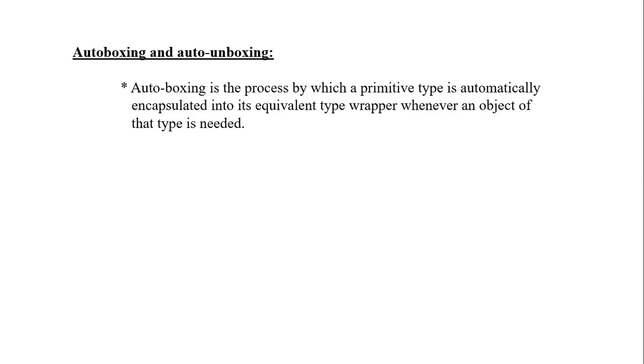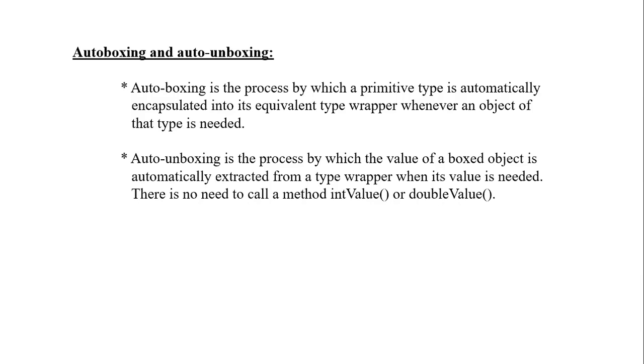Auto boxing and auto unboxing. Auto boxing is the process by which a primitive type is automatically encapsulated into its equivalent type wrapper whenever an object of that type is needed. That means you are trying to put primitive data into that particular suitable class only, right? Suitable class's object, not any object. You cannot put a double value into a character object, I wanted to put it in a double object. So you need to use the suitable object for putting a suitable data.